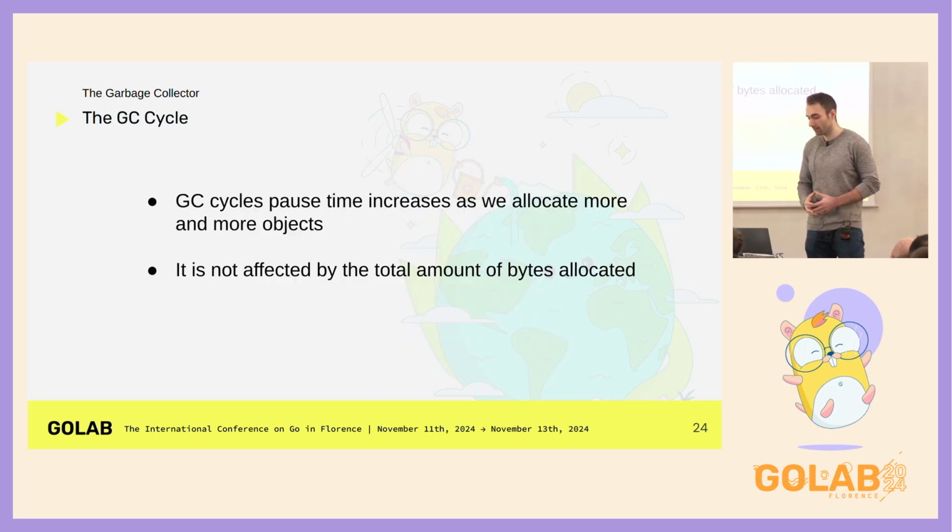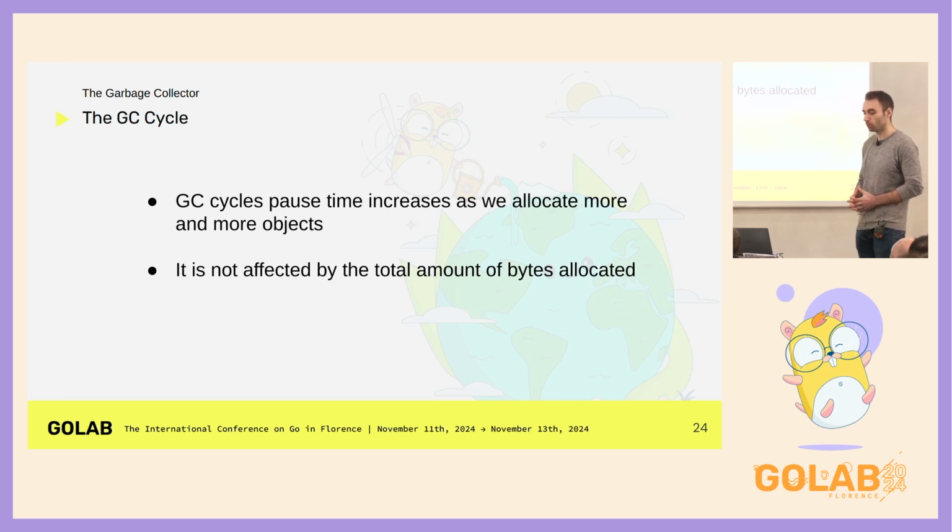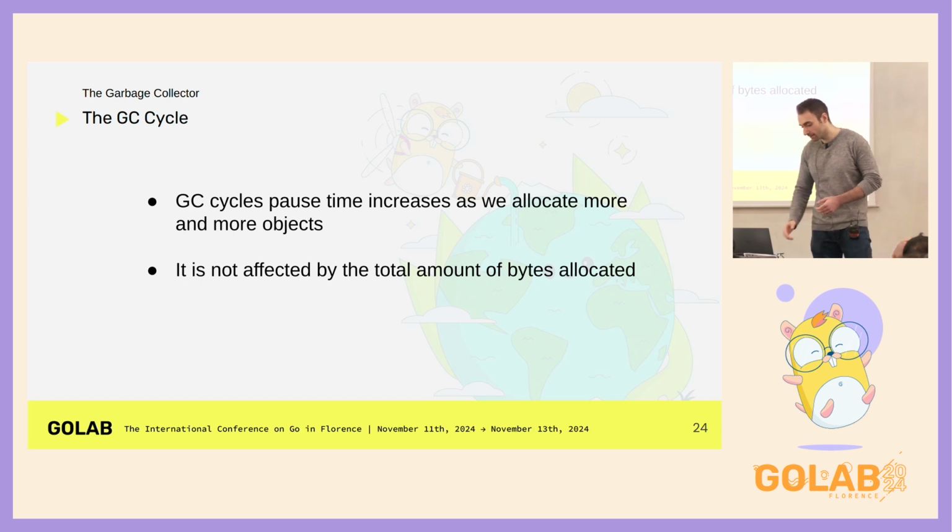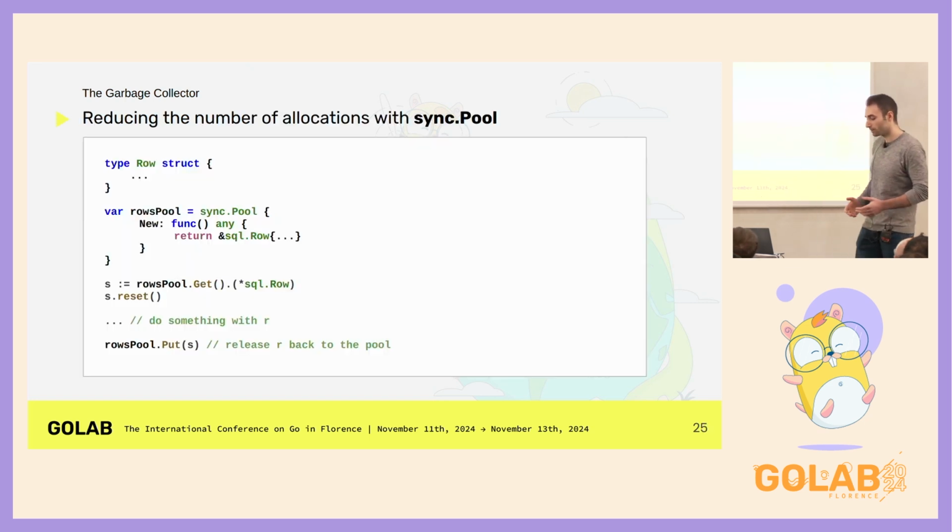So just by knowing that, we can understand how the GC pause time is not affected by the total number of bytes that we allocate, but rather by the number of objects that live on the heap at a specific time. And this can help us think of some optimizations for our application. So the first one is, of course, to just try to reduce the number of allocations that we do.